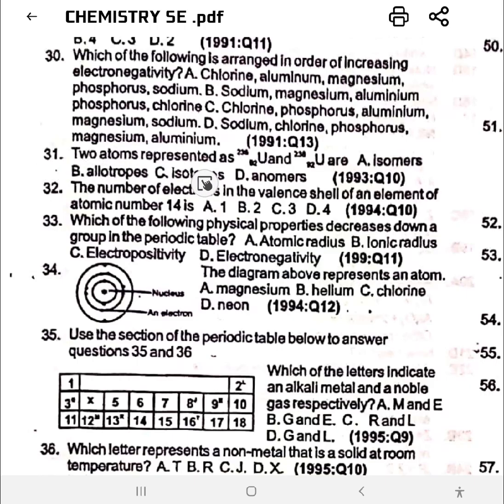31. Two atoms represented as this and this are definitely isotopes. Option C. Right. Isotopes are elements with different mass number but the same atomic number.